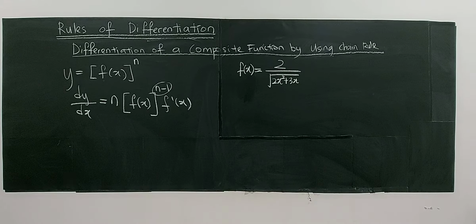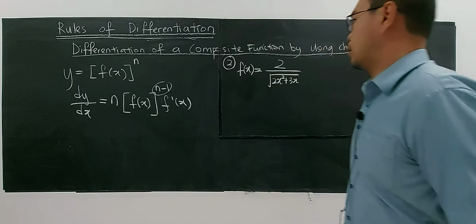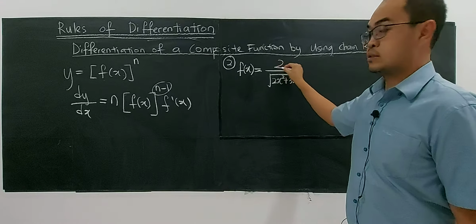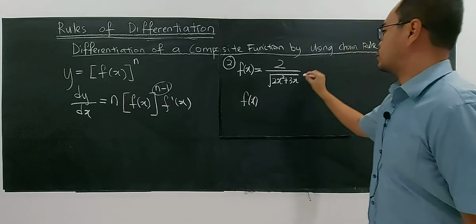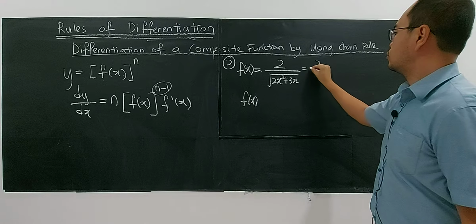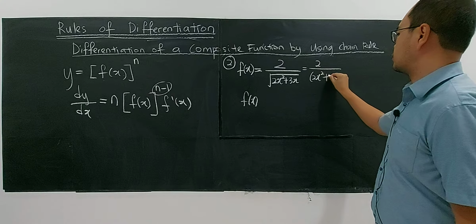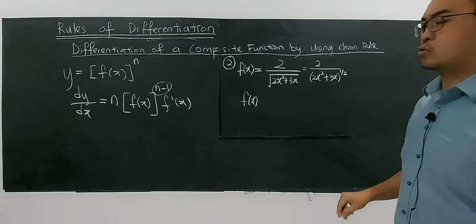Alright. Second example for differentiation of a composite function by using chain rule. As you see, this is a constant, so it's okay. You can rewrite this as 2 divided by (2x² + 3x) to the power of 102.